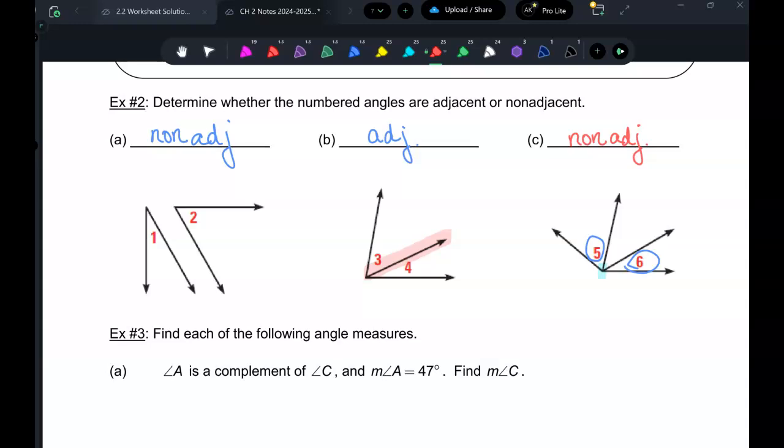They have a common thing because this touches. A common side, and a common vertex. Good job. Good job.